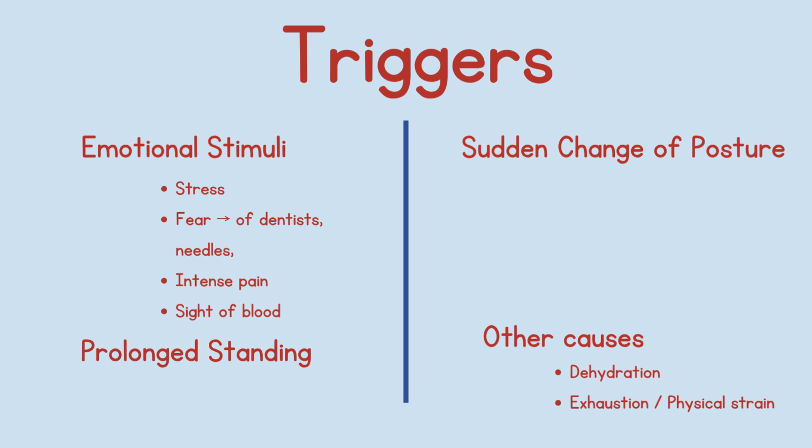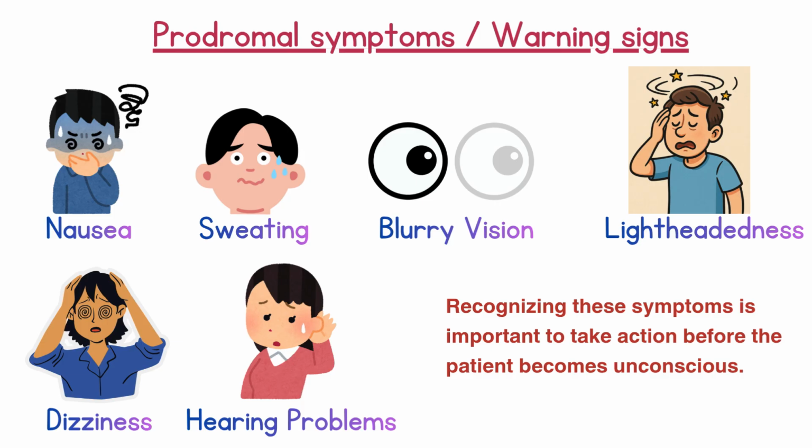Recognizing prodromal signs, those warning symptoms that appear before syncope, is vital for managing the situation effectively. Signs to watch for include nausea, sweating, visual disturbances like blurred vision, dizziness or lightheadedness, hearing changes like ringing in the ears. Being aware of these signs can help you prevent an episode of syncope before it happens.